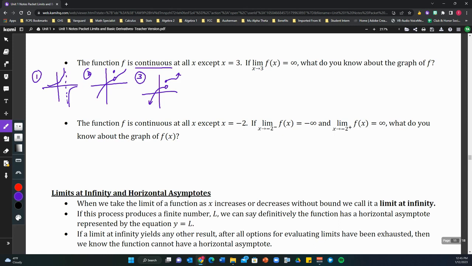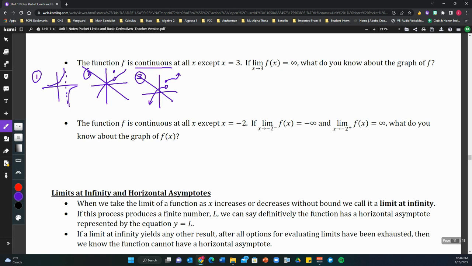So if we're told that it's continuous at all values of x except for 3, one of these things should be occurring at 3. It's the second piece of information that will allow us to figure out exactly what's going on. The second piece says the limit as x approaches 3 of f of x equals infinity. With that, out of these three options, we can rule out a hole, because if it was a hole, the limit would be a finite value, not infinity. And it can't be option 3, because the limit at x equals 3 would not exist. We wouldn't even be able to say infinity, because we're approaching two different values from either side of 3.